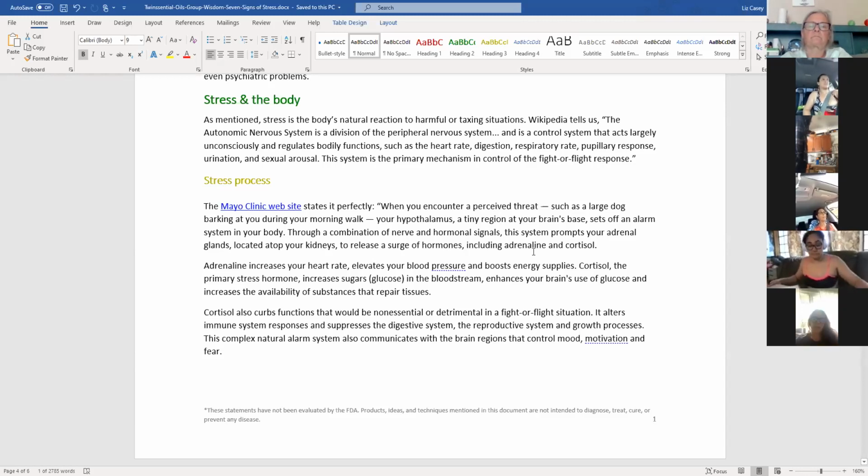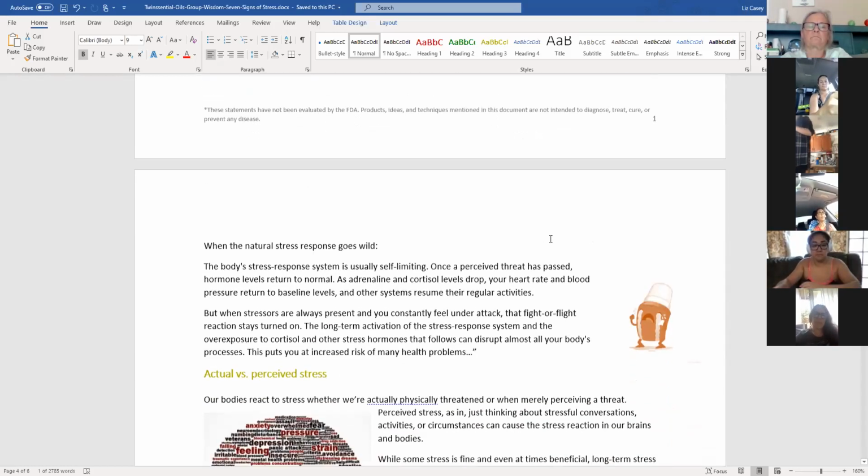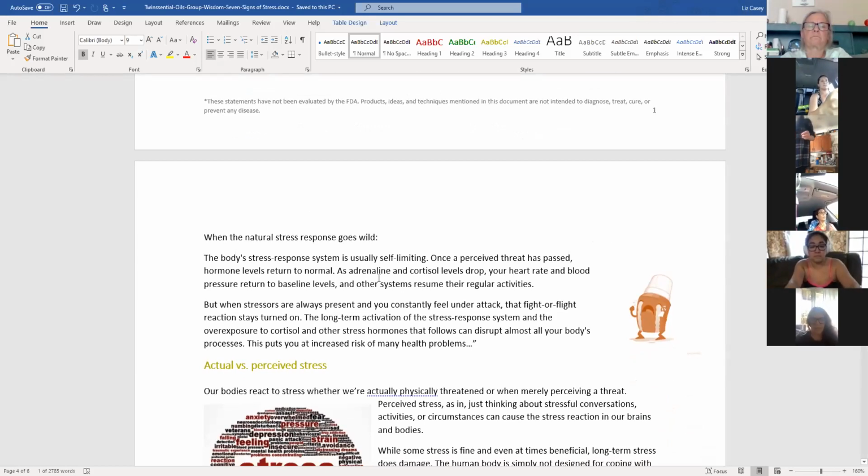So cortisol curbs non-essential functions, and it alters the immune system responses and suppresses the digestive system. Like I mentioned, it also suppresses your reproductive system and growth processes. Every tiny available resource that your body needs to get you out of danger, your body shuts down the stuff that will not help you in that instance, and it's giving you everything you need to get out of danger. It's so amazing.